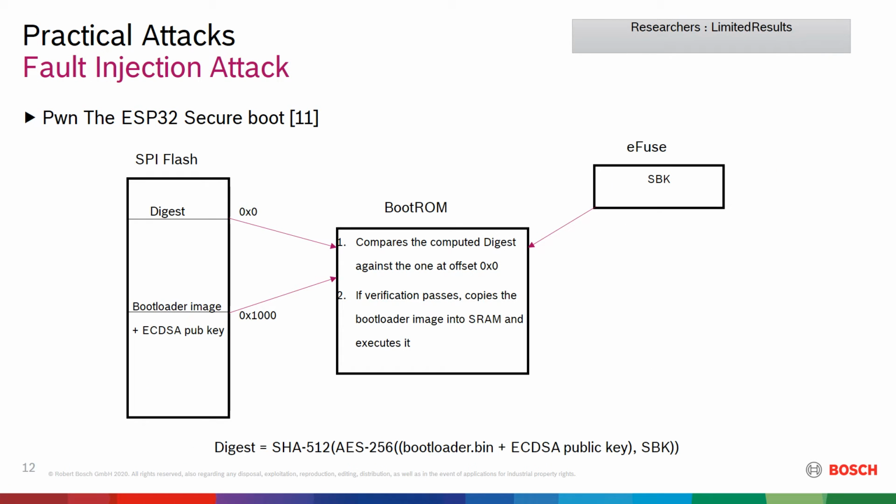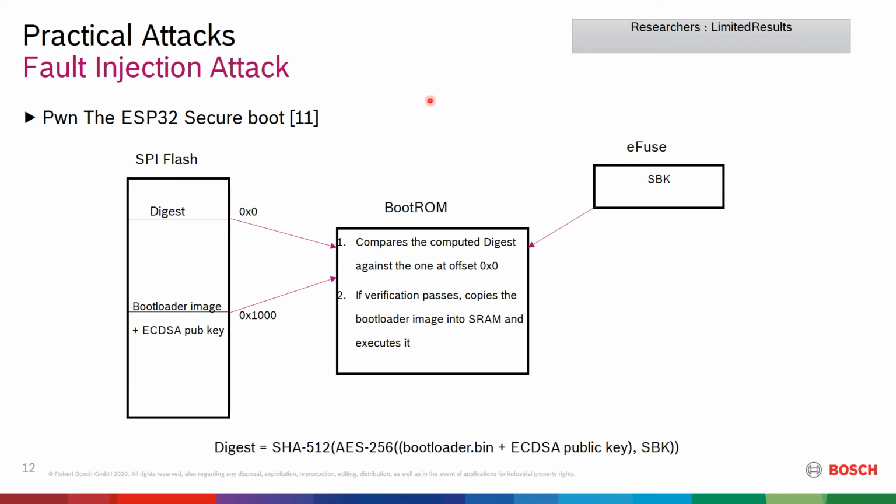This practical fault injection attack involves bypassing secure boot in ESP32. ESP32 is a low-cost system on chip extensively used in IoT devices. The bootloader image, along with the public key which is used for verifying the signature of the application image, is stored in the SPI flash along with the digest that is computed using the secure boot key. When the device is powered on, the boot ROM will recompute the digest and compare it with the digest that is already stored in the SPI flash. If there is a mismatch, then an error message is printed on the UART.